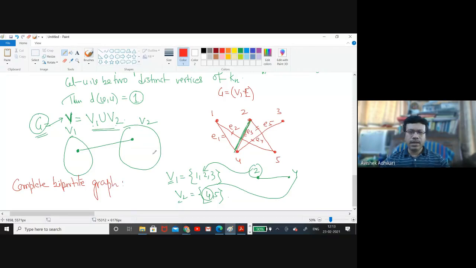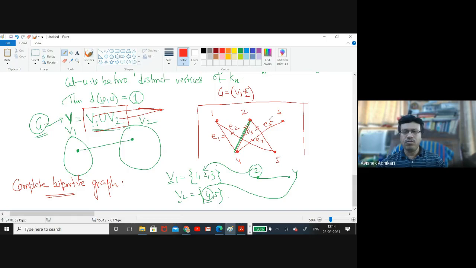How does it look? Take any edge of the graph, then one endpoint will be from the set V1 and the other endpoint will be from V2. Now in the case of a complete bipartite graph, if you take any point from V1 and any point from V2, then there must be an edge between these two. Is this graph a complete bipartite graph? And if so, why? And if not, why not?